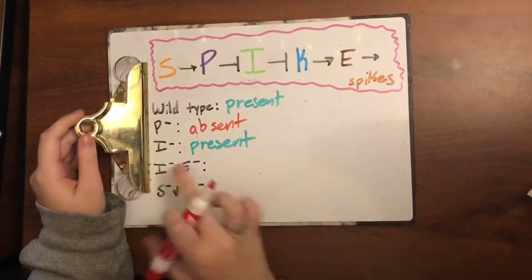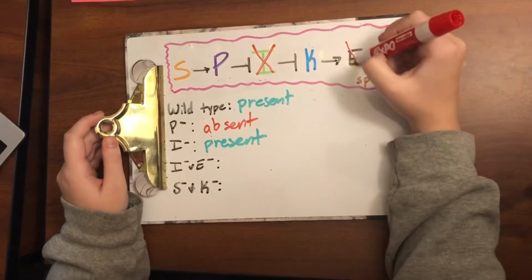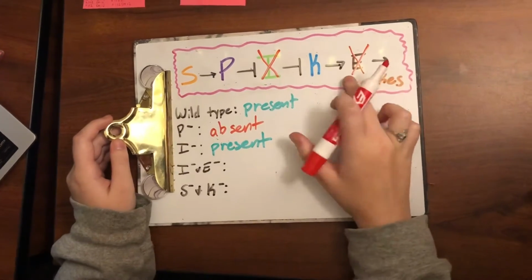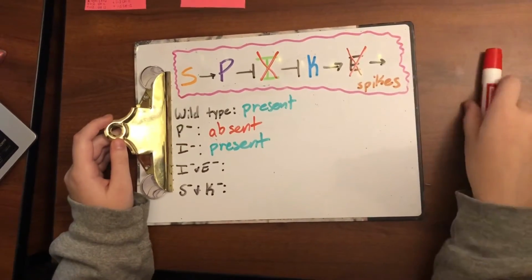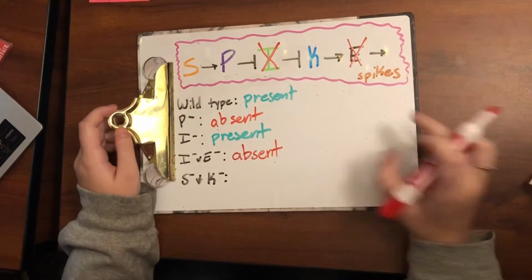So our next genotype, we have I and E both not present. Now our main focus will be on E because I is upstream and doesn't have as much effect as E does. Now, since E is just not present in general, we know that the spikes will be absent because E has to be present in order for spikes to appear.